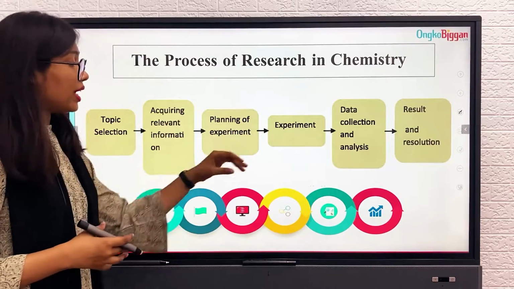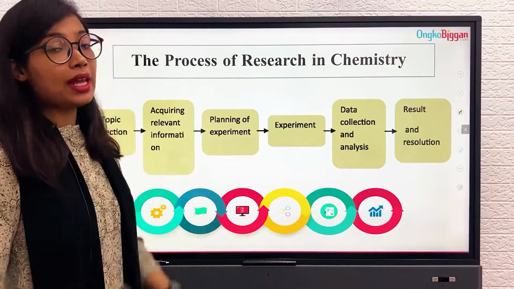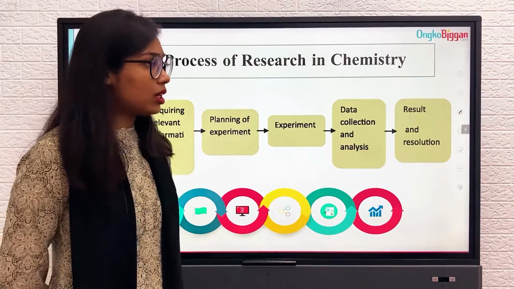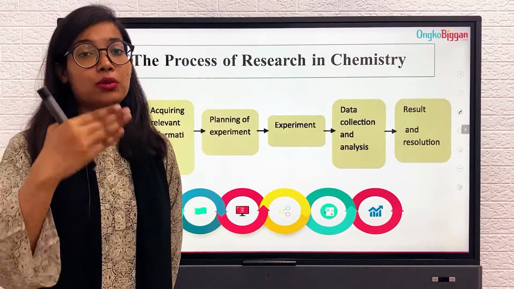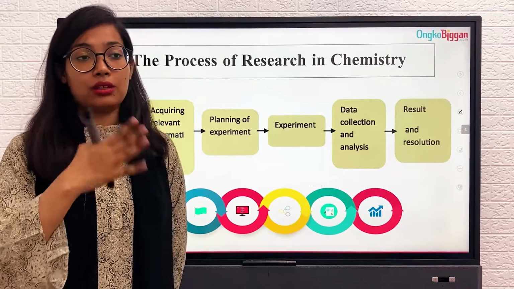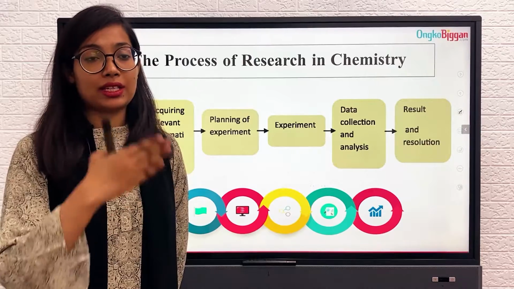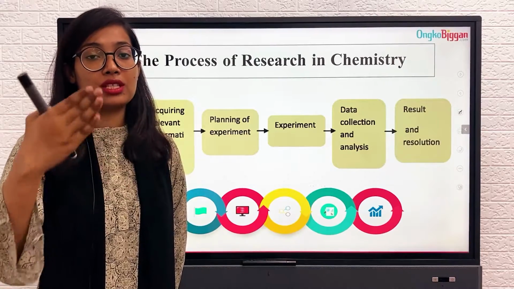Then planning of the experiment. Now we can plan the experiment. See that we planned that we're going to be adding little amounts of ammonium chloride. That was our planning, that we're going to do this process step by step.